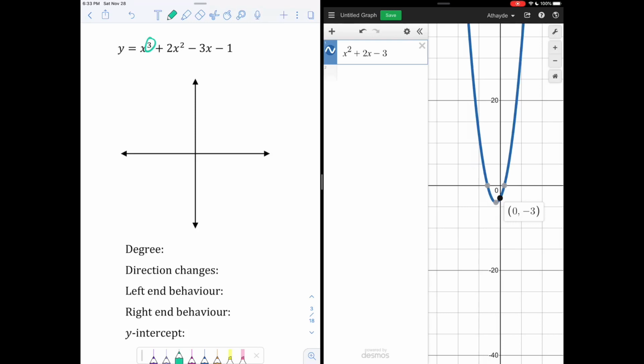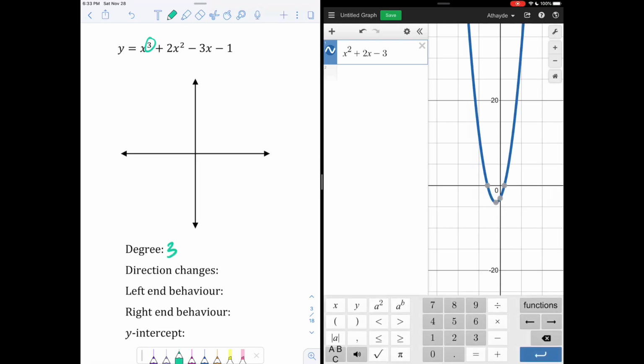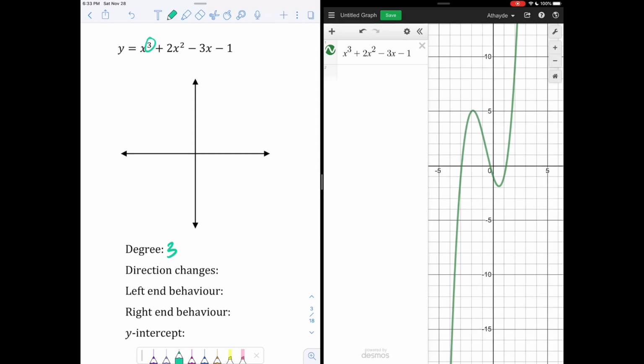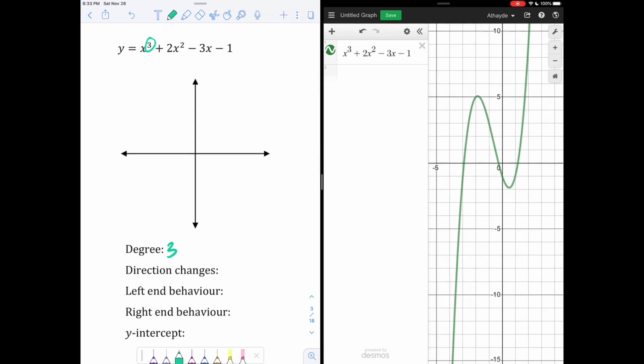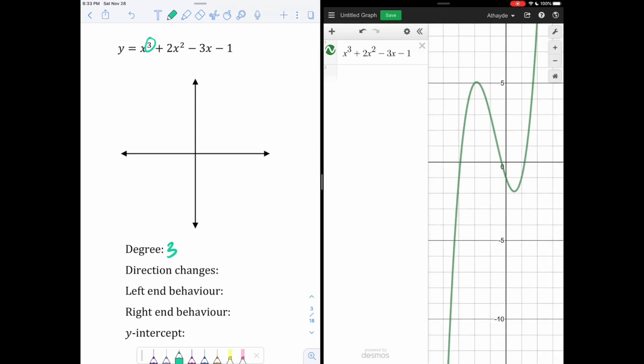Degree of this thing is 3. Here we've got x, sure, let's do it this way, cubed plus 2x squared minus 3x minus 1. I'm going to have to zoom in here a bit, I think, to really see what's going on. Okay. So it starts from down, and it's up here, and then it's down there. I can do better.